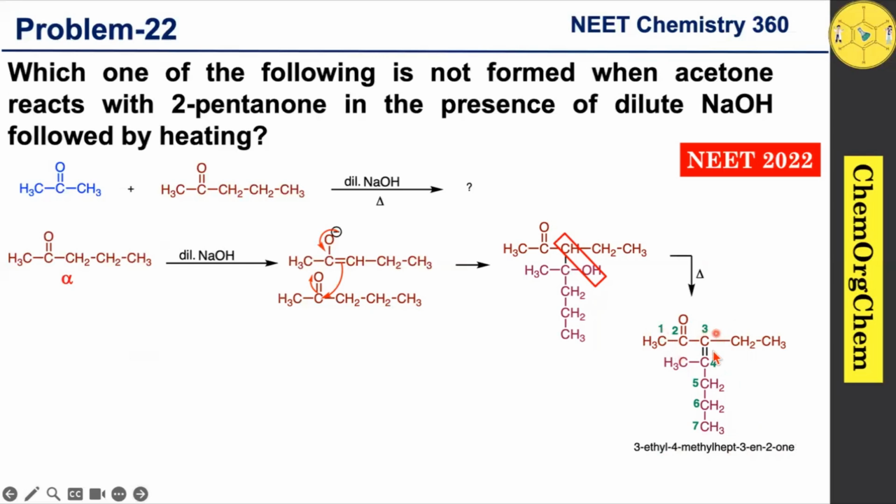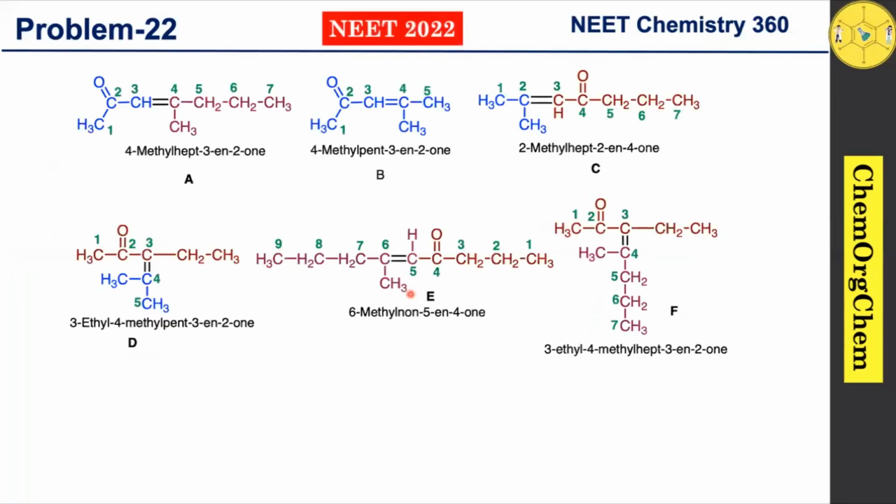So here you see this is the 7 carbon chain. Third position has ethyl group, second position has ketone, and fourth position has methyl group. So in this way, this cross-aldol reaction of acetone and 2-pentanone could produce 6 compounds. So here you see these are the 6 compounds that could possibly be produced in this cross-aldol reaction.